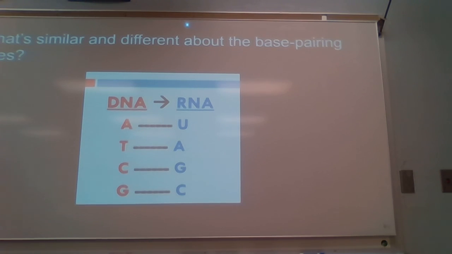If I'm matching RNA with DNA, if I have a T in DNA, I'm going to pair it with an A of RNA. If I have a C in DNA, I'm going to pair it with a G in RNA. And lastly, if I have a G in DNA, I'm going to pair it with a C. So the base pairing rules are almost exactly the same, except where I would put a T, if it's RNA, it's going to be a U.